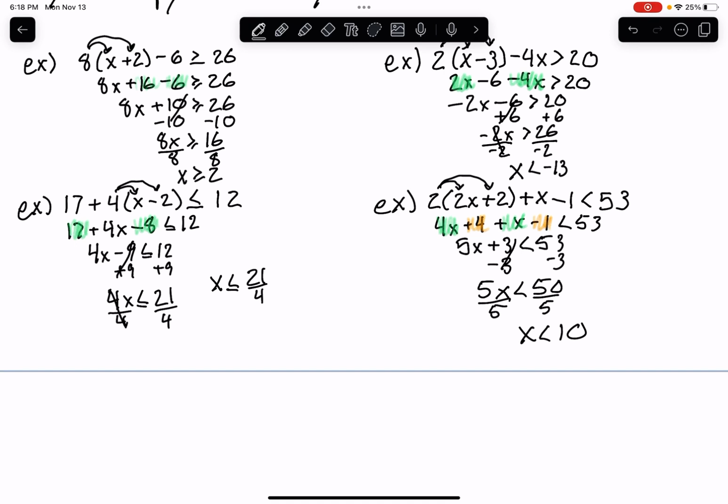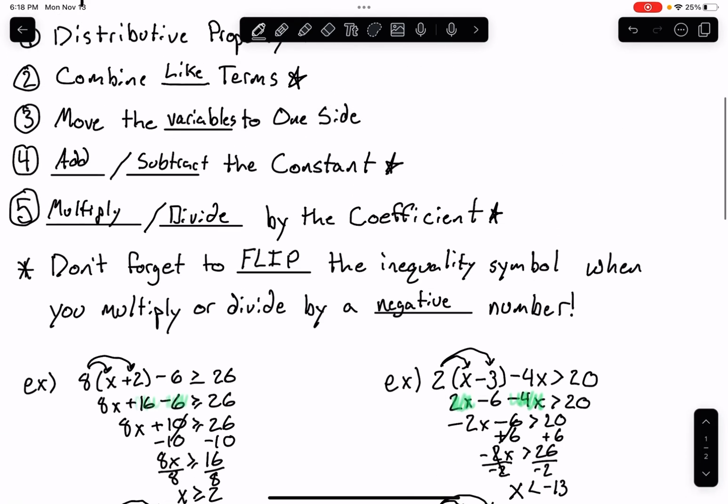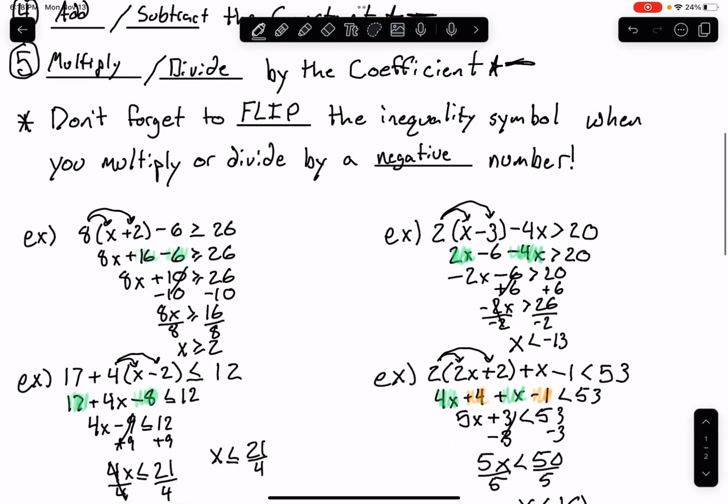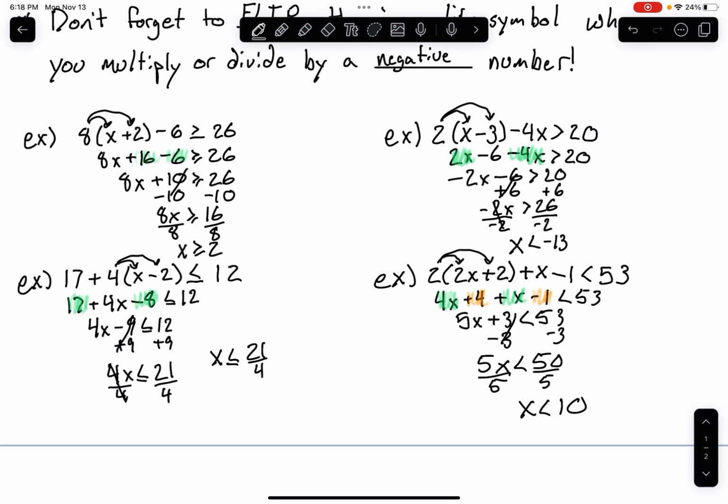All right, so that is how we go about doing this. So for our assignment that you'll get, remember we're only worried about that distributive property, combining like terms, and then just regular steps to solve. And don't ever forget to flip that inequality symbol when we multiply or divide by a negative. We had one example there of that happening. So just always keep in mind, if I multiply or divide by a negative, we flip around that inequality symbol. Thanks for listening, and good luck.